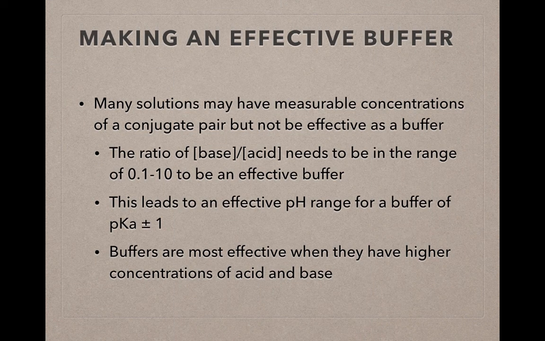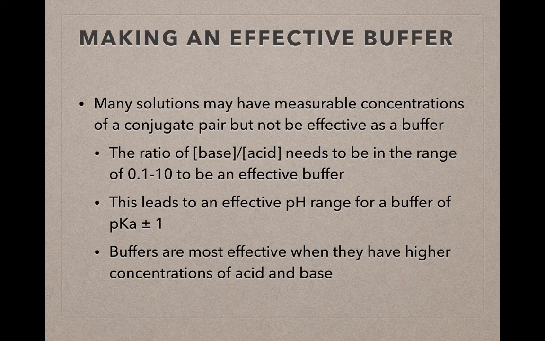Now when you're making a buffer solution for whatever reason, and this may be something that some of you may have to do in some sort of biology class or in a research lab or whatever your future has in store for you, there are a lot of solutions that can have measurable concentrations of a conjugate pair but not be effective as a buffer. For example, if you just add some strong base to a weak acid, eventually you will have some conjugate base and an acid, but you may not have enough of that pair to be effective as a buffer.